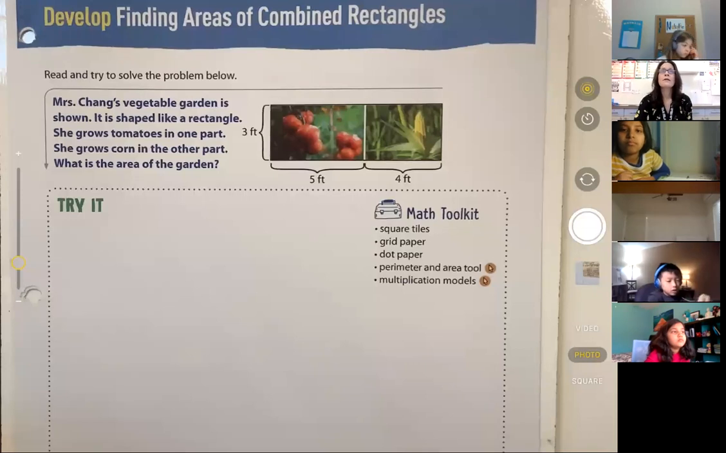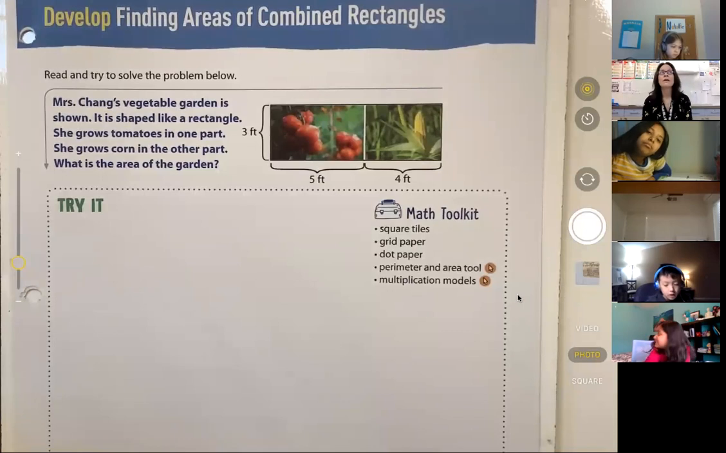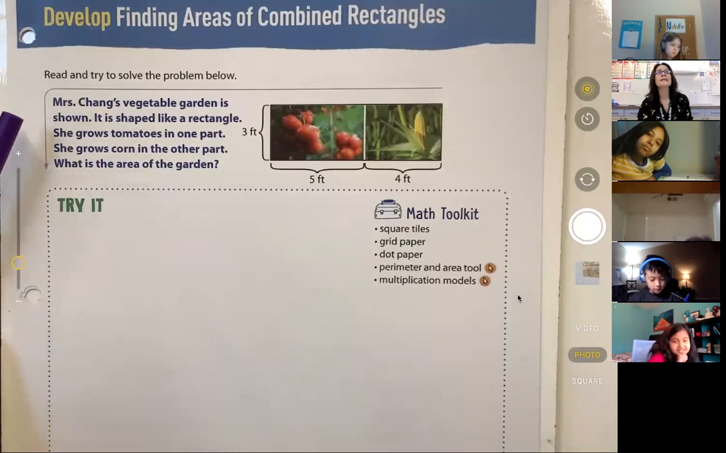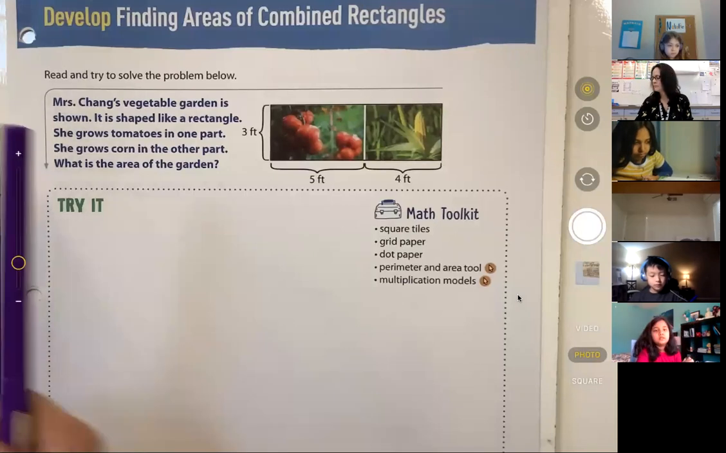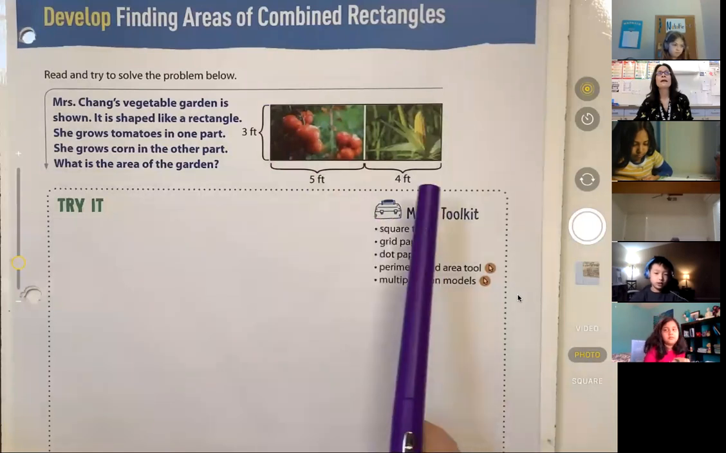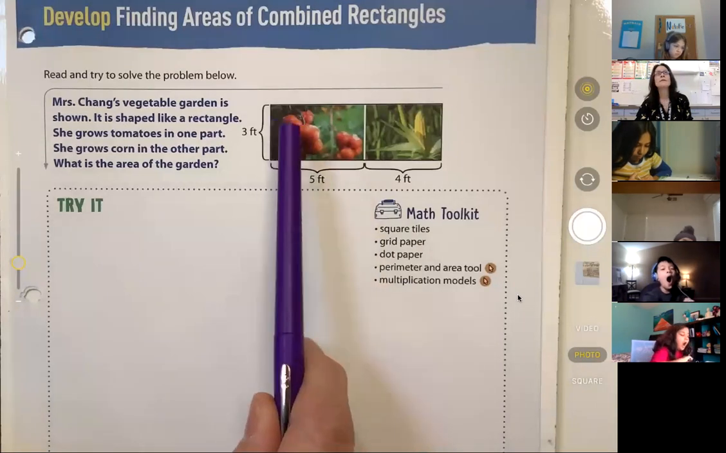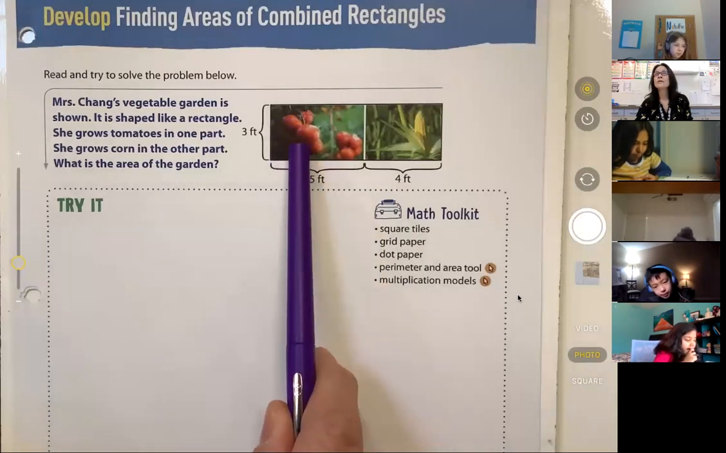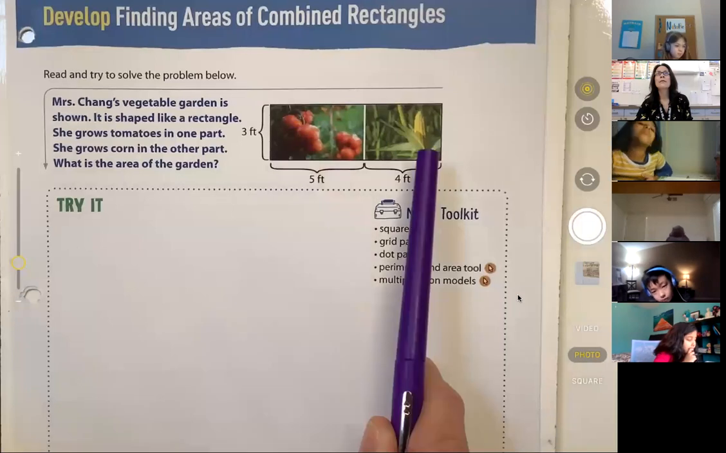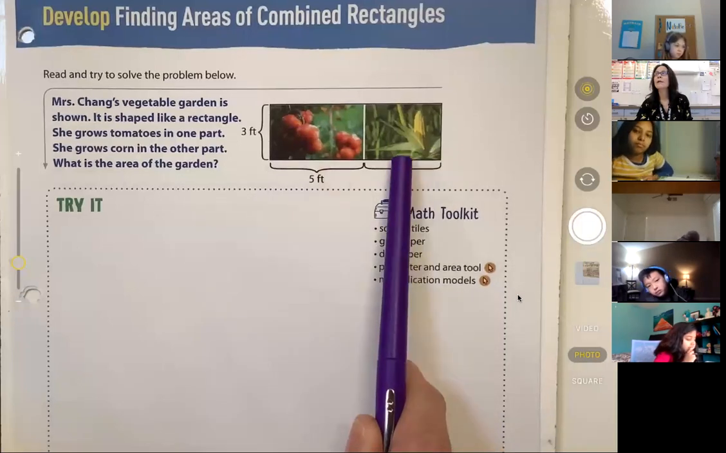All right, so friends, again, page 341, way up at the top, we are going to be talking about Mrs. Chang's vegetable garden. Here we go. Mrs. Chang's vegetable garden is shown right here. It is shaped like a rectangle. She grows tomatoes in one part. She grows corn in the other part. What is the area of the garden?